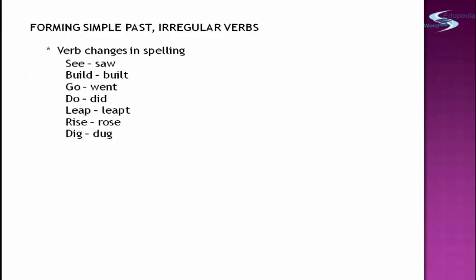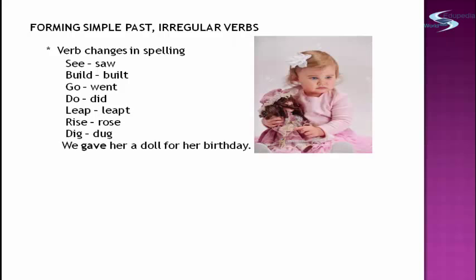Forming simple past in the irregular verbs, sometimes it also follows the previous pattern as I have discussed, but the verbs sometimes change in spelling. Like for example, we have this: see, saw, build, built, go, went, do, did, leap, leaped, rise, rose, dig, dug. So, example, we gave her a doll for her birthday.